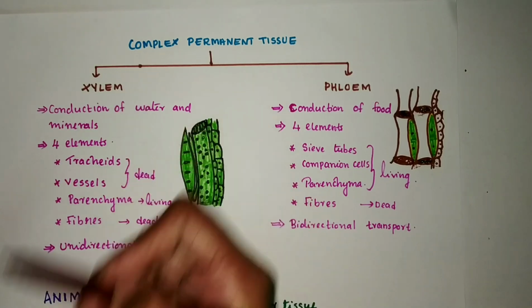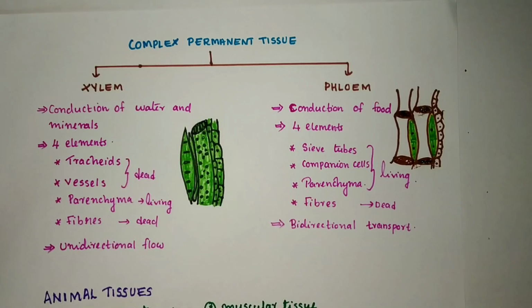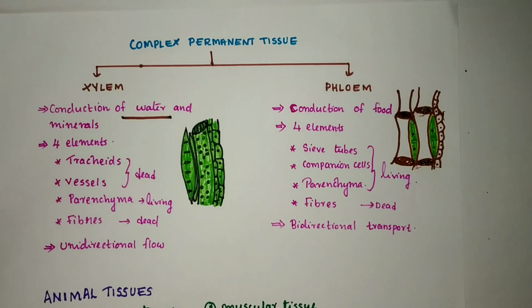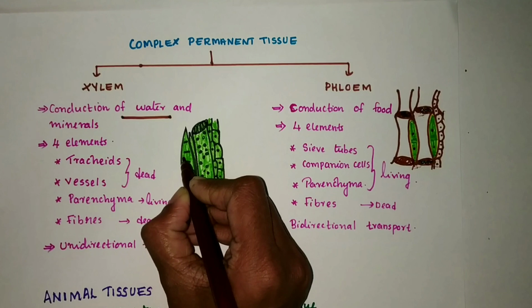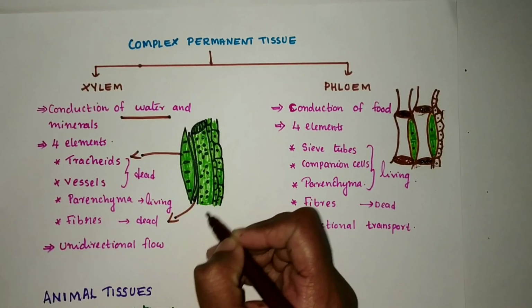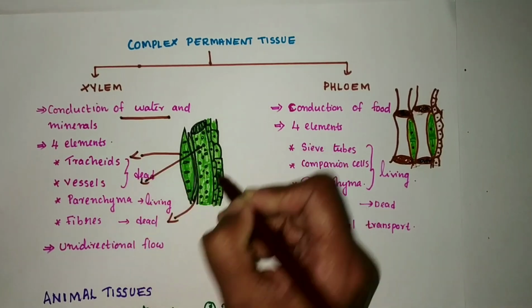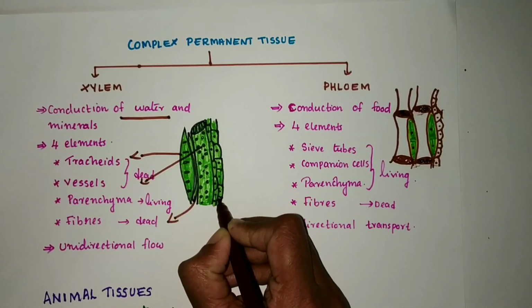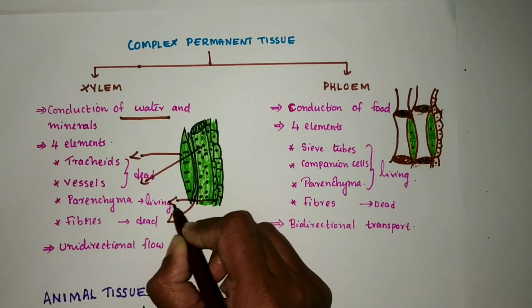First we will discuss xylem. The main function of xylem is conduction of water and minerals. There are 4 elements in xylem: tracheids, vessels, xylem parenchyma and xylem fibers. Except xylem parenchyma, all other cells present inside xylem are dead. So this we call tracheids. These are xylem fibers. This one is xylem vessels, and near the xylem vessels you can see xylem parenchyma.